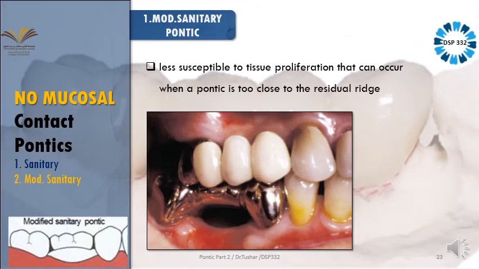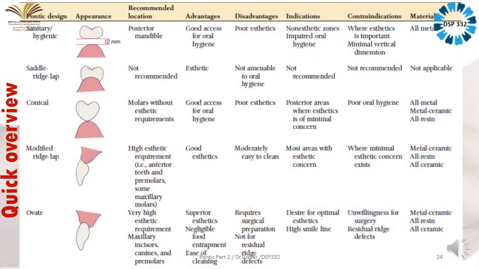They are less susceptible to the tissue proliferation that can occur when a pontic is too close to the residual ridge. So this is your advantage. This is a quick overview of all the types of pontic that we have seen: sanitary, saddle ridge lap, conical, modified ridge lap, ovate pontic. So you can go through this chart.